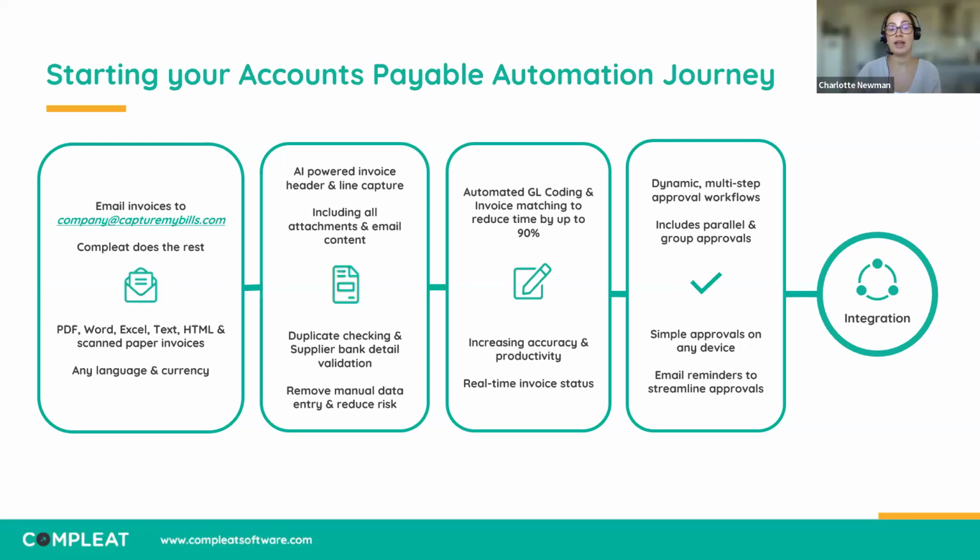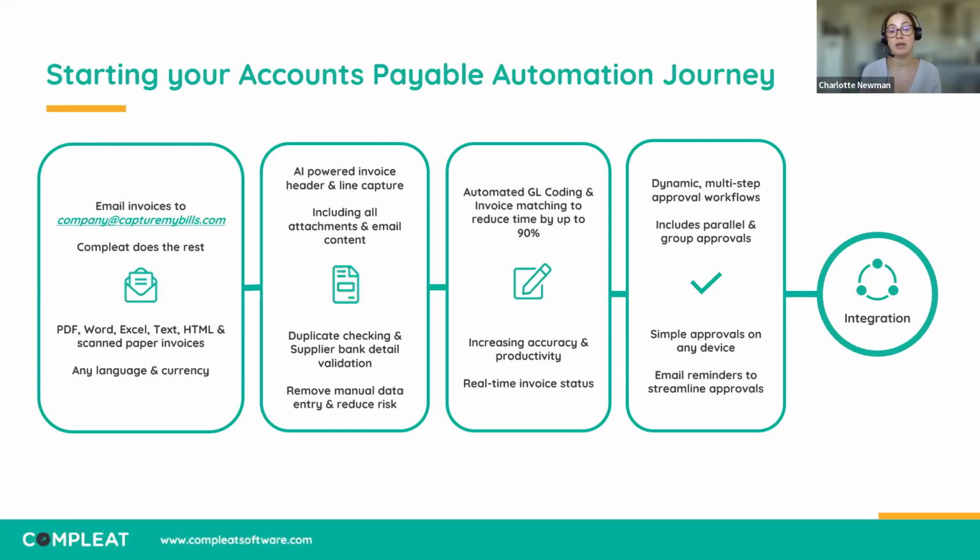So you can start your accounts payable automation journey by simply emailing all your invoices into Complete. Any invoice type can be sent, including PDF, Word, Excel, scanned paper invoices. Multiple pages, languages, and multiple currencies are all supported within Complete. We will capture the header and line data of every invoice that we receive, and that's powered by AI technology, which removes any manual keying of invoice data into your accounting software.